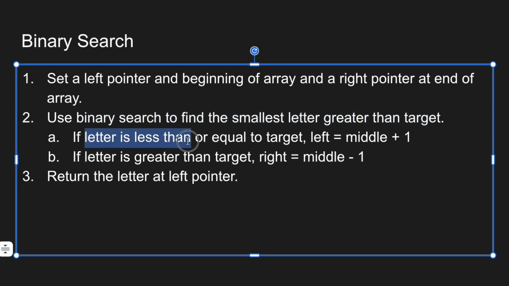If the middle letter that we are on is less than or equal to target, then we will set the left pointer to middle plus 1, because if the middle letter is less than or equal to target, then all the letters to the left of it will also be less than or equal. So we will just look to the right of the middle letter.